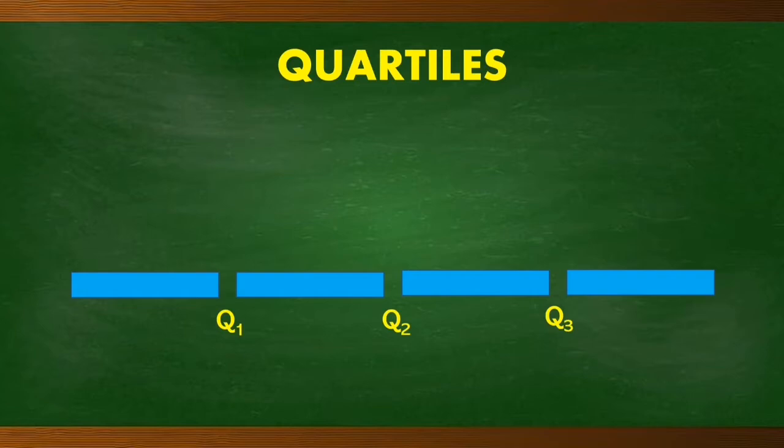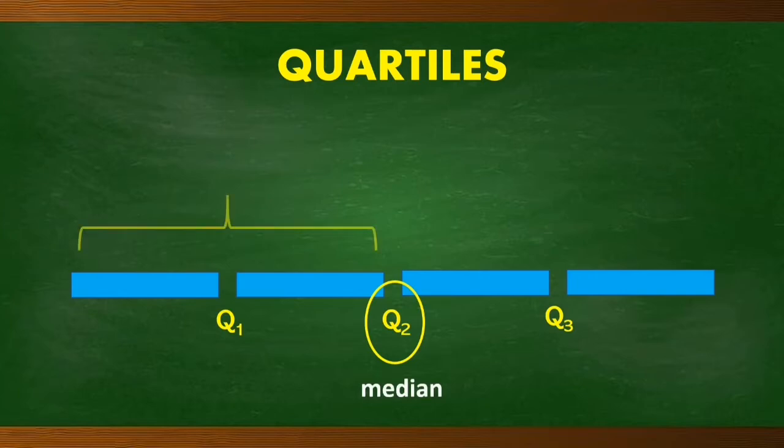If the data are arranged in ascending order, the second quartile is the median of the data set. This means that 50% of the numbers in the data set lie below the second quartile.